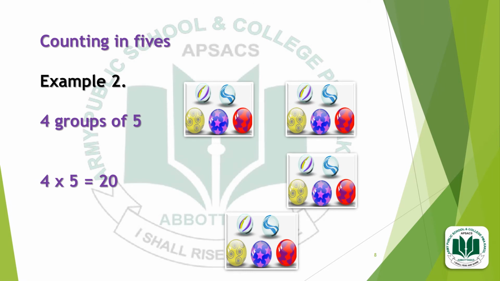Here is another example of counting in fives. There are 4 groups of fives and each group has 5 marbles. How many marbles are there? So we will multiply 4 by 5 and 4 fives are 20. You have to multiply the number of groups with the number of things in each group.